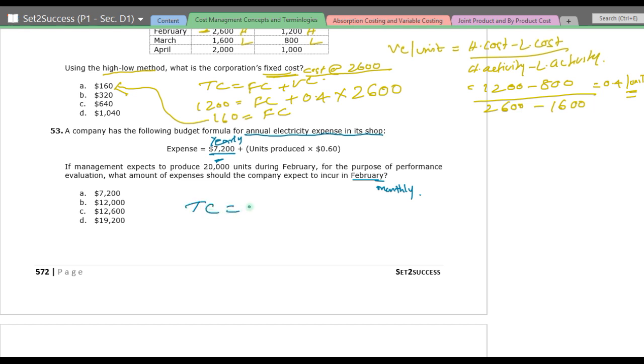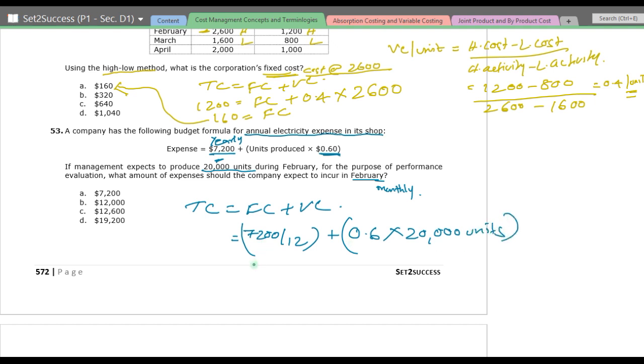So total cost is equal to fixed cost plus variable cost. So total cost we need to find, fixed cost we can flex. They're asking for monthly, so 7,200 by 12, and variable cost is given, that is 0.6, multiplied by 20,000 units. So this gives us 12,600, which is option C.